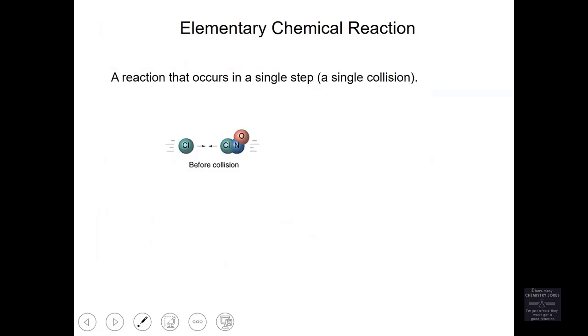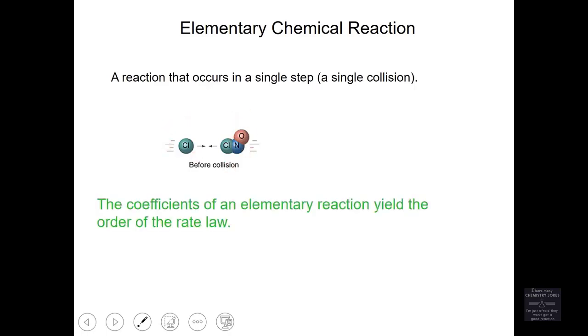So when two things or multiple things collide in a single step, that's called an elementary step. This step that we've seen again and again now is an elementary step. What's cool about elementary steps is that if you know the coefficient in your elementary step, that coefficient is the exponent in your rate law.